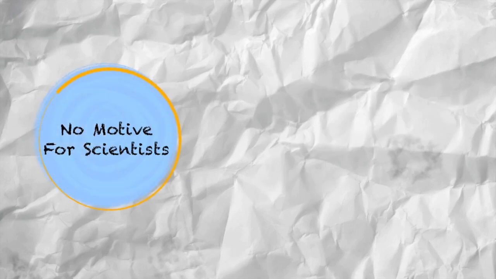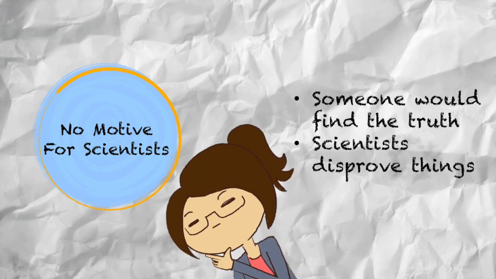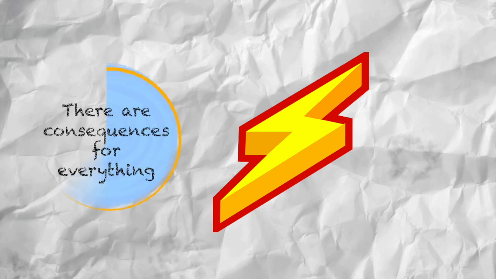I believe that all of the proof we've been presented with, or at least the majority of it, is real, since there would be no motive for the scientific community to lie to society. And if there was false science, another scientist would find the truth, as it is a scientist's job to disprove things. Also, I don't believe that humans can generate this much electricity and become so advanced without some sort of obstacle, as there are consequences for everything.